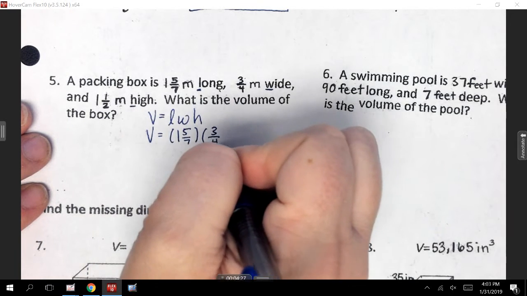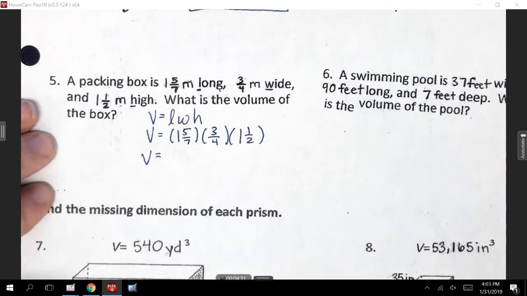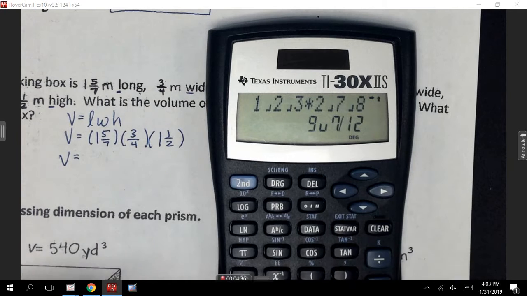3/4 it said wide, so that has to be next. And then 1 1/2. V equals. All right, again, I know some of us are still having trouble with these calculators and the fractions, so I'm going to show you again how to type that in.